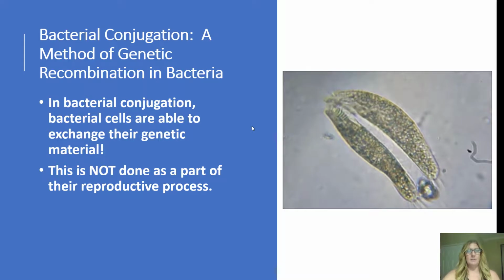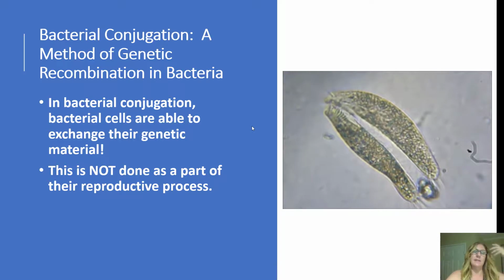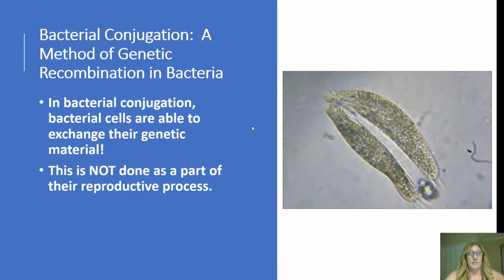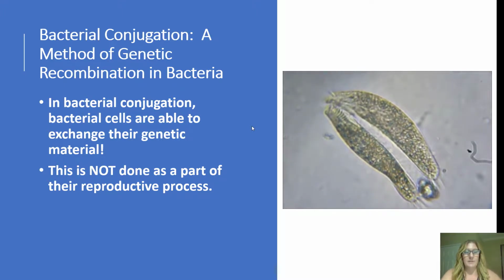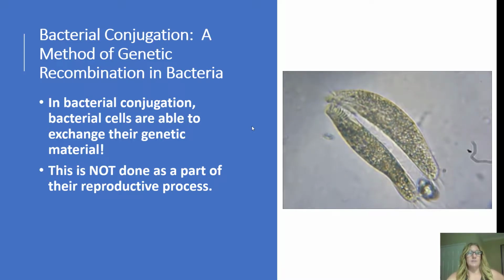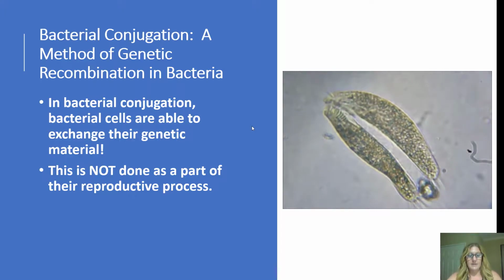So next, let's talk about something that happens very, very frequently in nature, and we see evidence of this happening all the time in laboratories. The process of bacterial conjugation. In bacterial conjugation, this is not a form of reproduction, so keep that in mind. But it is a form of genetic recombination, which is very interesting. In bacterial conjugation, bacterial cells are able to exchange their genetic material. This is not done as part of their reproductive process.